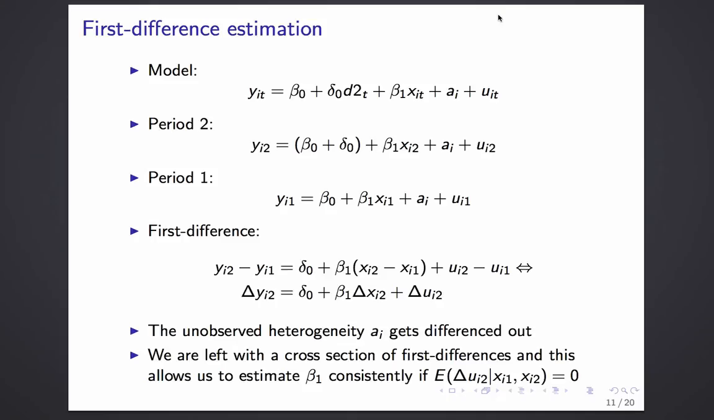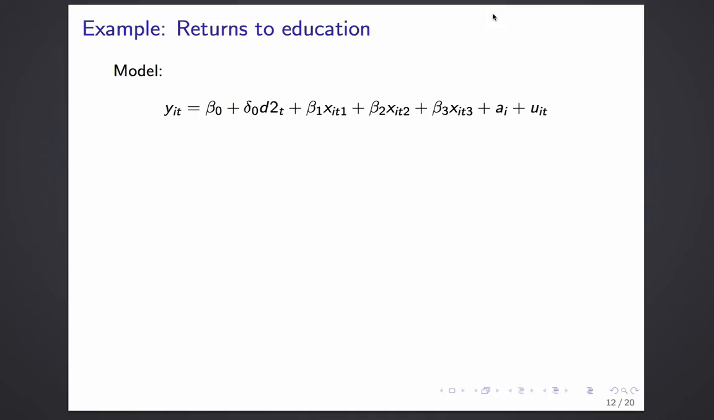Now, with the first difference data, the key is we can estimate beta 1 consistently if we're willing to assume that the differences in the idiosyncratic errors are mean independent of x. Or put differently, that the differences in the idiosyncratic errors are uncorrelated with the differences in x. If that is the case, we can estimate beta 1 consistently by applying OLS to the first difference equation.